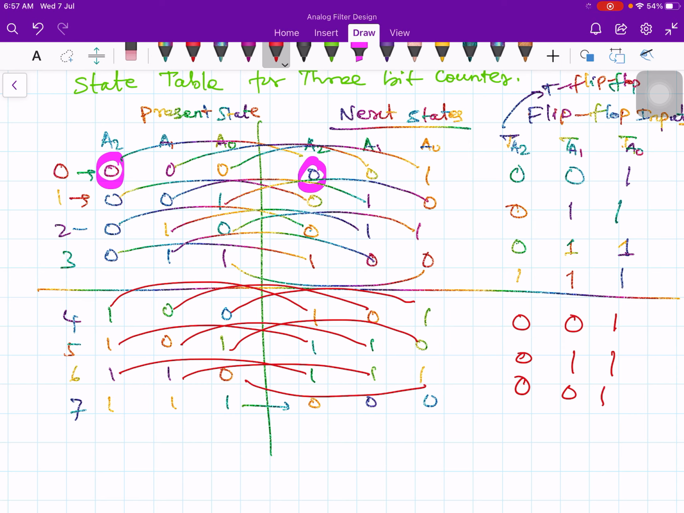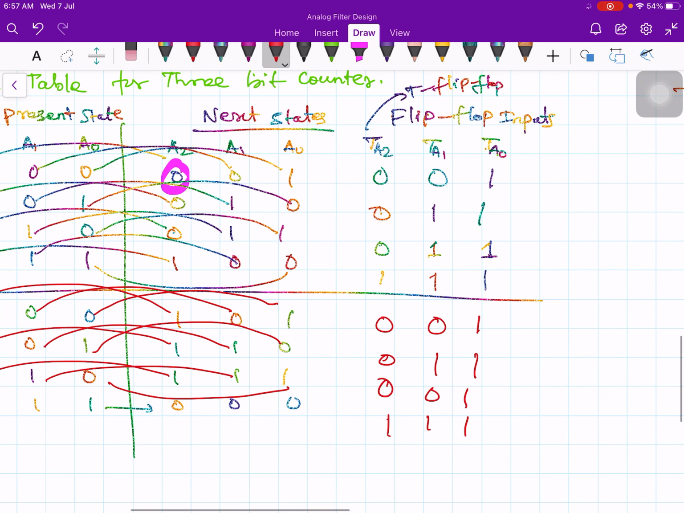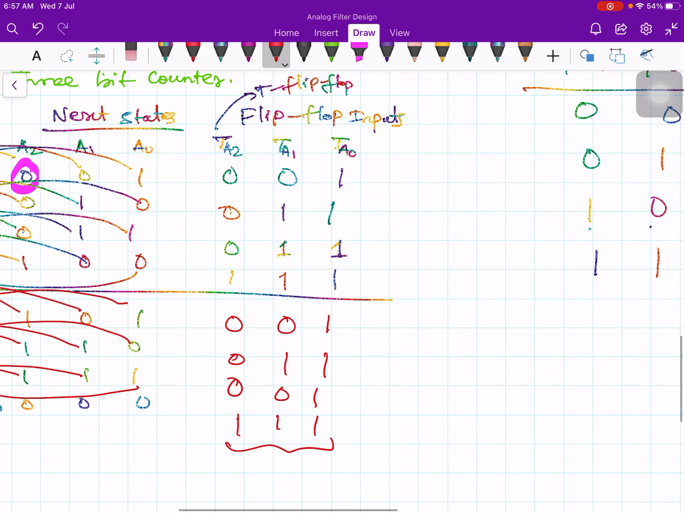And here, 1 1 1 2 0 0, all bits are complemented, so everything will be 1. That's it. So that's how you derive the flip-flop inputs. Now I have 3 columns: one column for TA0, another column for TA suffix 1, and a third column for TA suffix 2. So draw 3 K maps.